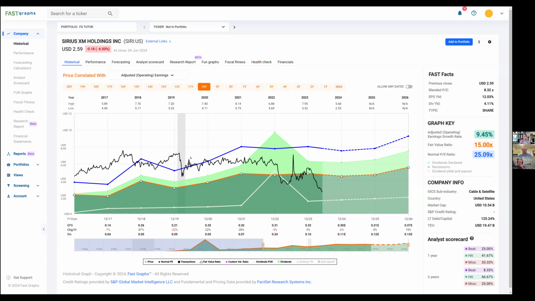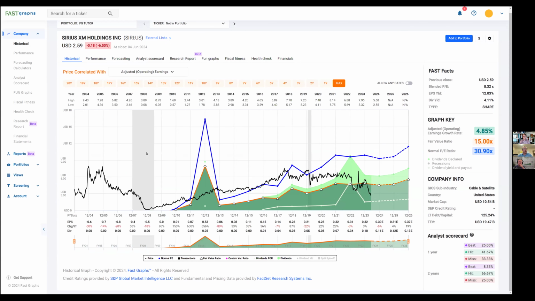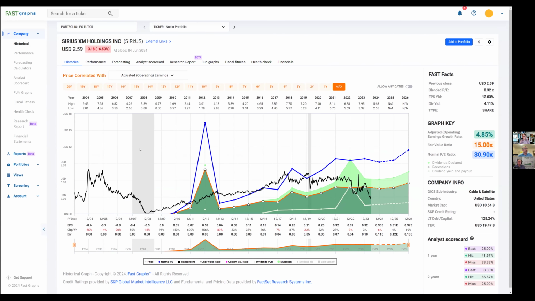So Nathan and Colt, anything to add more on the historical graphs before we do move on to forecasting? Yes, we have one question from Oscar, and that is, what is EPS yield and what is its importance? Oh, the earnings yield, sure.